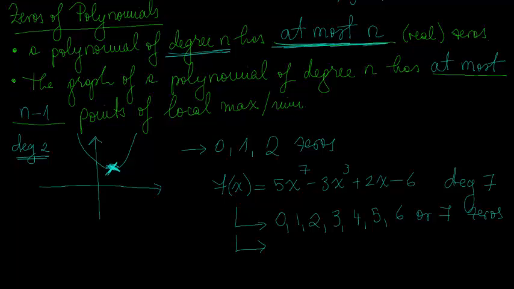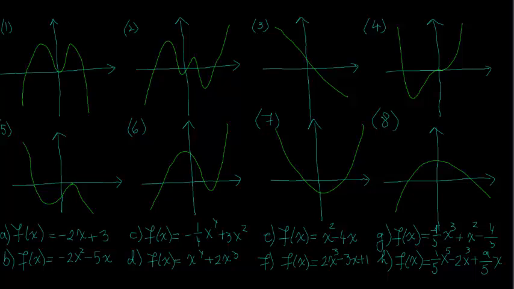Similarly, I can have either 0, 1, 2, 3, 4, 5 or 6 points of local max or min. Namely, I can have at most 7 minus 1, namely 6 points of local max and min. So now let's use all this information and match some graphs to their function rules. Let's consider the following graphs of polynomials and match them to their function rules.